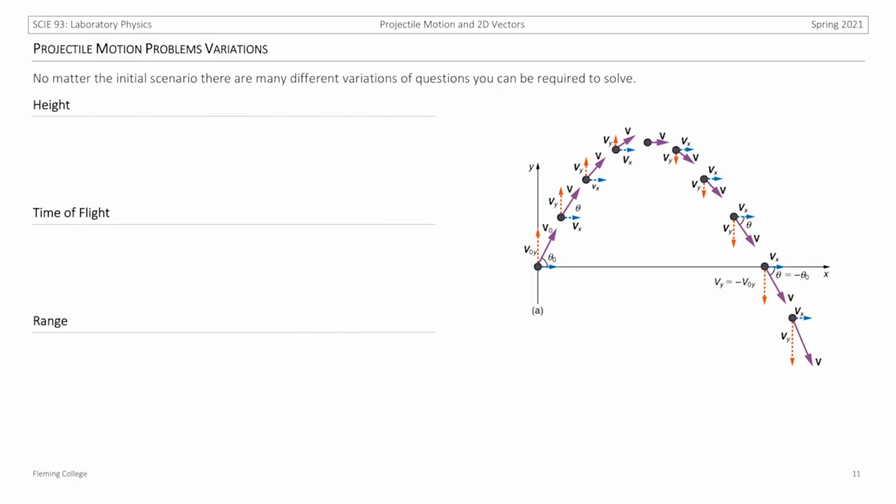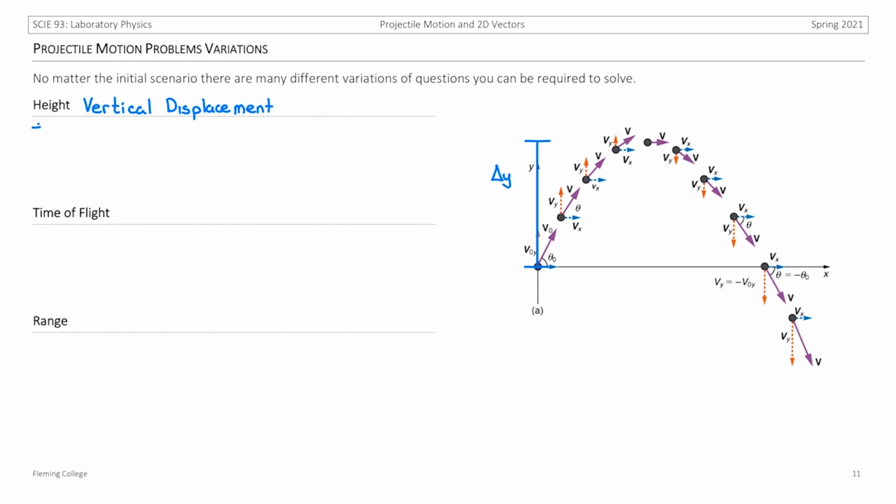So no matter which initial scenario we're given, there could be several different variations of the question we could be asked to solve. There are multiple possible combinations of known and unknown quantities when it comes to these kinematic problems. So 3 of the common things we could look at are, first of all, height. We could be asked to find the vertical displacement of an object. So from the point it starts at, how far up or even down does the object travel?